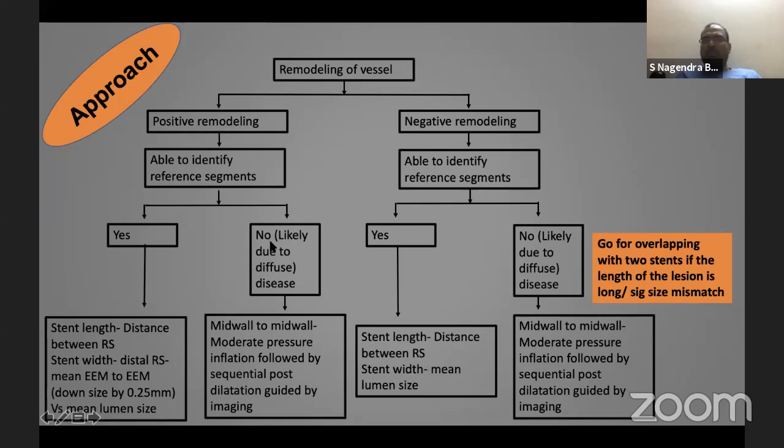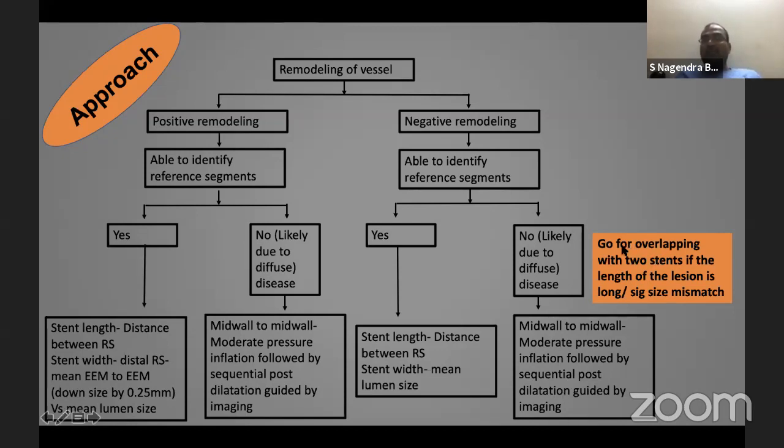If you're not able to identify a reference segment, either proximal or distal reference or remodeling, you are going to do mid-wall to mid-wall stenting with moderate pressure inflation, followed by sequential post-dilatation based on imaging. If it's a negative remodeling, even if you are able to identify the reference segment, you cannot use an EEM to EEM based strategy because it may cause more problems like perforation. You should go with only a lumen to lumen based strategy.